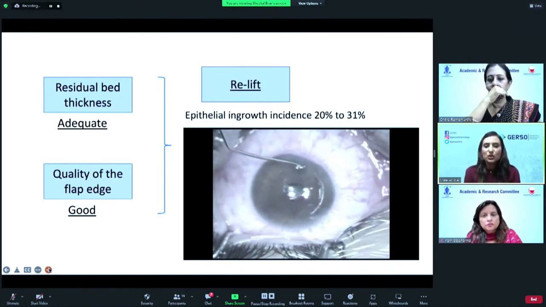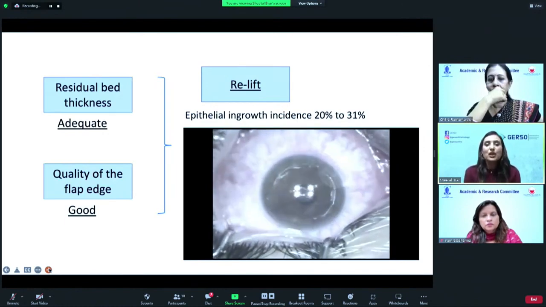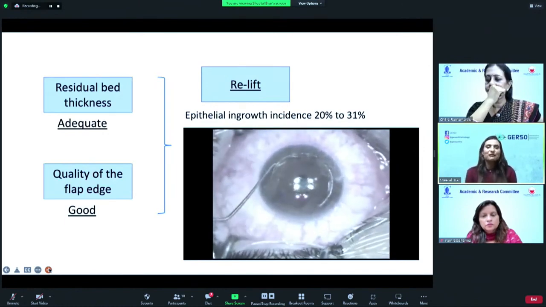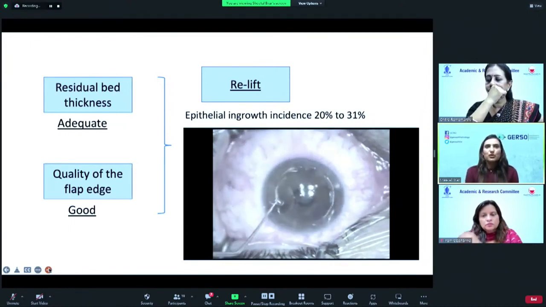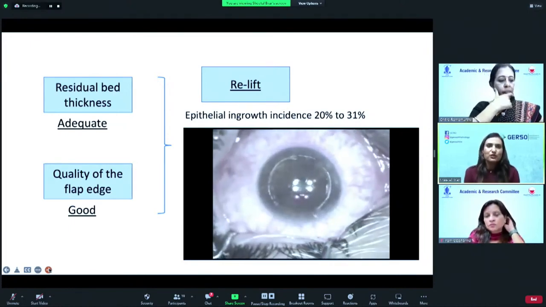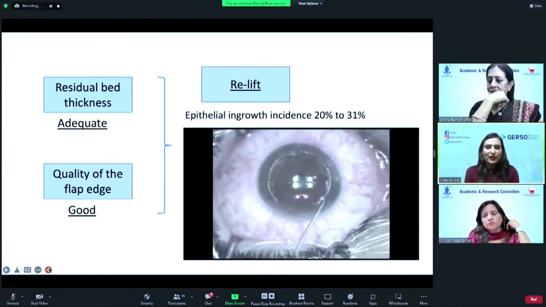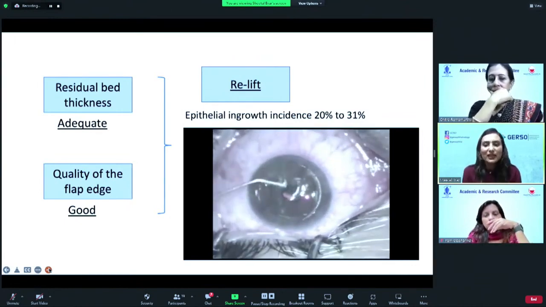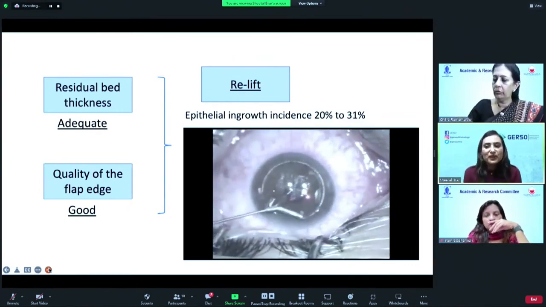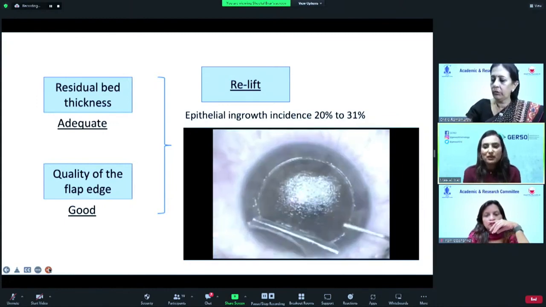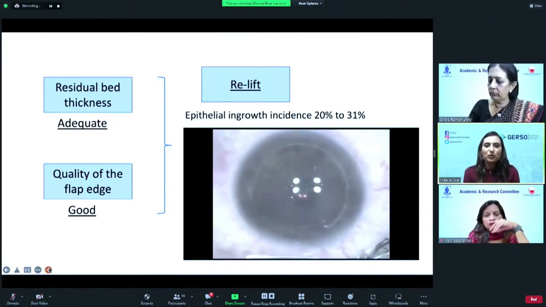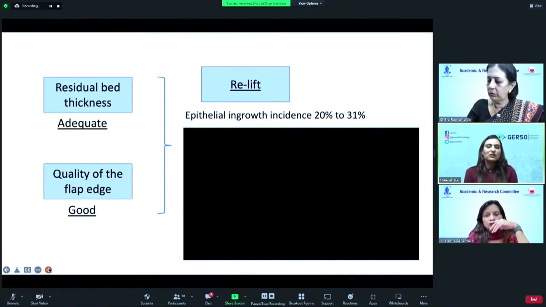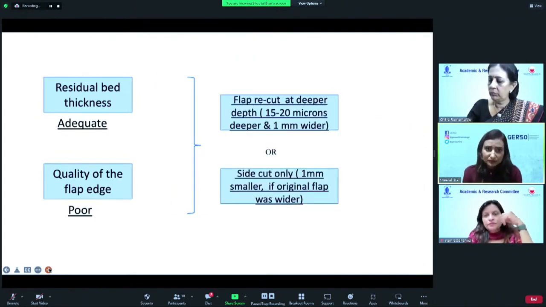So if the RST is good and the quality of flap edge is also good, which means that the flap edge should not already have epithelial ingrowth, or there should not be any melting or irregularity, then you can easily go ahead and relift the flap. But it has to be done in the most atraumatic manner so that you don't disturb the epithelium too much, because epithelial ingrowth incidence increases by 20 to 31% post relift.